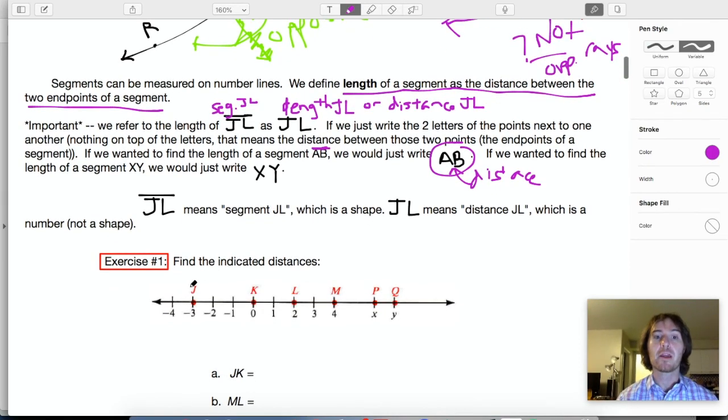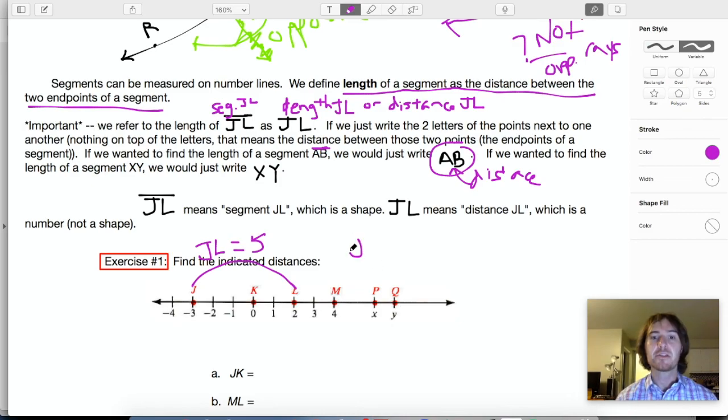We can figure that out right here, right? The distance of JL, JL would equal what? What's our distance here? We can count them up, right? We can do some math here as well. We can count them up. 1, 2, 3, 4, 5. JL would equal 5. Okay, JL would equal 5.